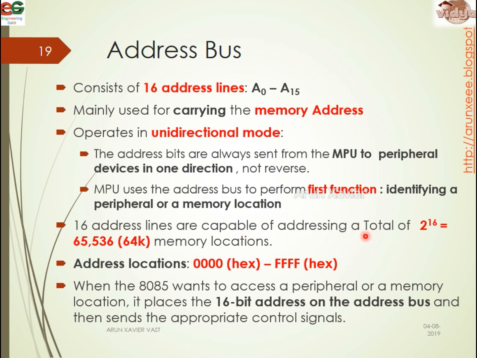16 address lines are capable of addressing a total of 2 raised to 16 memory locations. That is, we have 2 raised to 16 memory locations available with the 8085 microprocessor. That is actually 65,536. And if you are checking the hexadecimal value, it is from 0000 to FFFF.